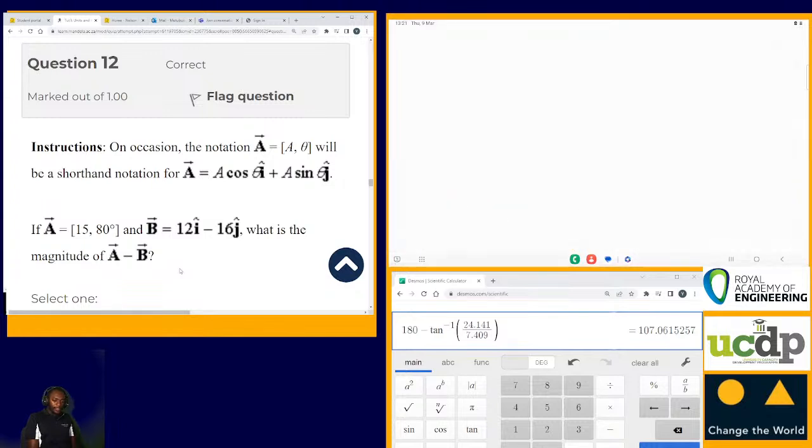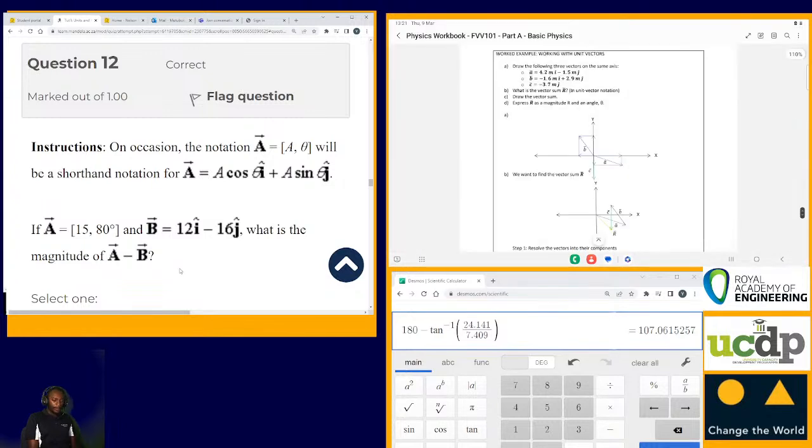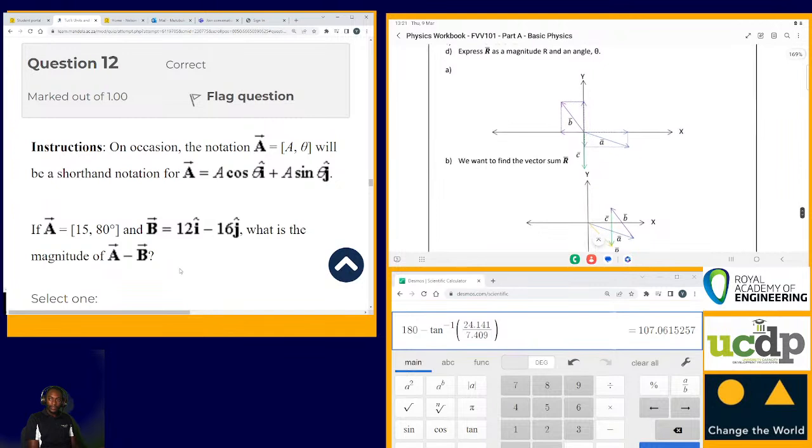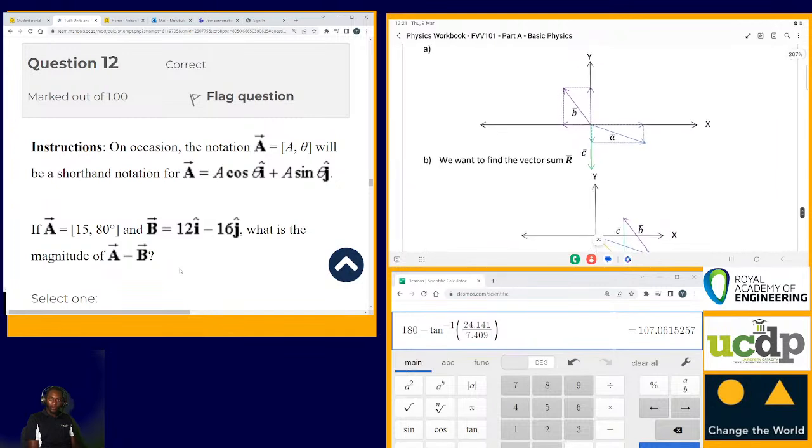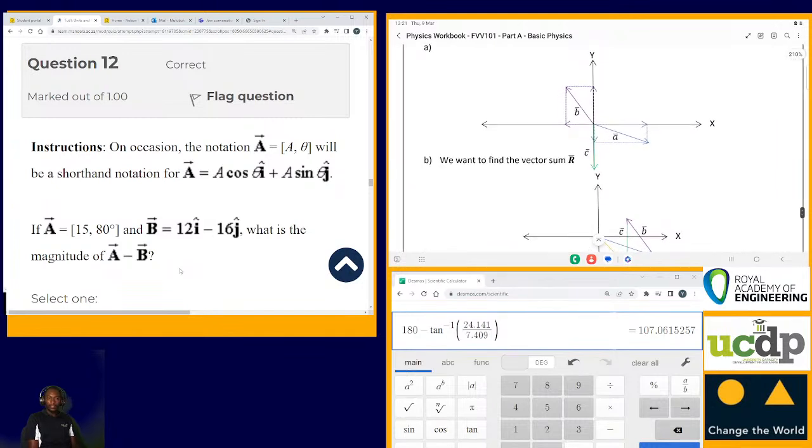All right, so let's select the FVV 101 workbook. This is the FVV 101 workbook. So we are going to be interested in looking at a few questions from here.